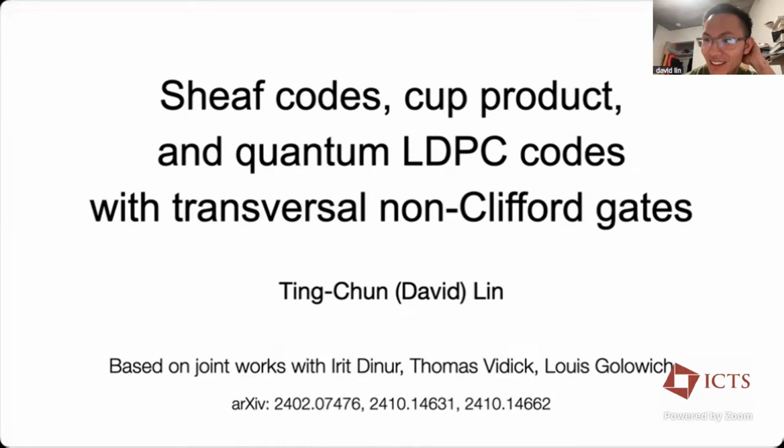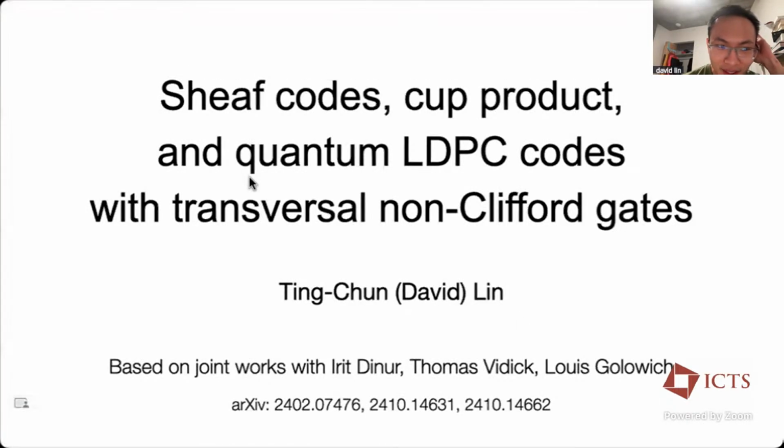Yes. Okay, thanks. Today I want to share with you some ideas that bring together sheaves, cup products, and quantum LDPC codes with transversal non-Clifford gates. This is not about a specific paper per se, but rather a collection of ideas that I've gathered across several of these projects. In short, my goal is to give you a high-level picture of how to make sense of codes in higher dimensions.